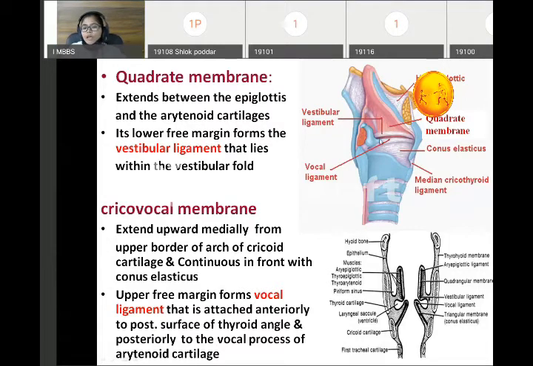Laterally, this vocal process gives attachment to one muscle, the vocalis muscle. So this vocal ligament and vocalis muscle are both covered with a fold of mucous membrane, forming the vocal fold. The vocal fold contains the vocal ligament and vocalis muscle, covered with mucous membrane. The vocal fold is also called a vocal cord. In this diagram also you can see.